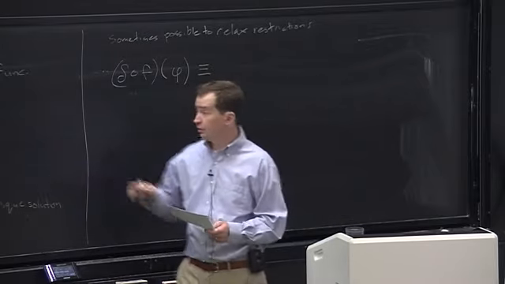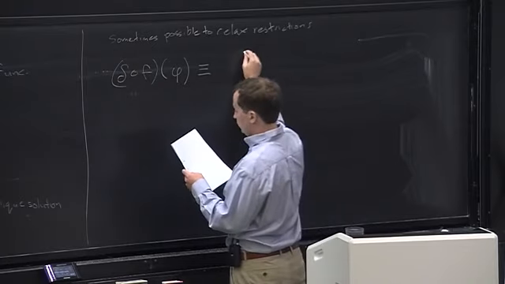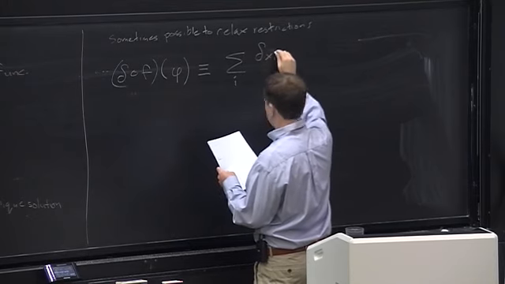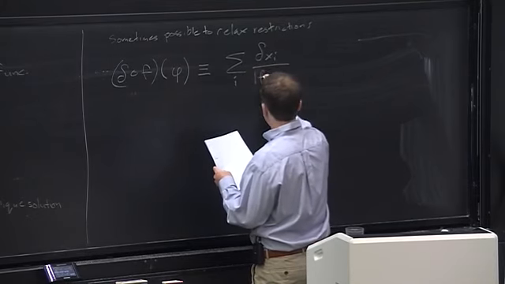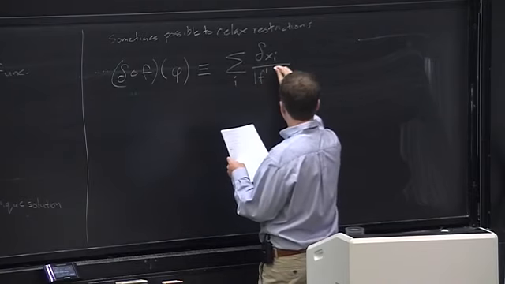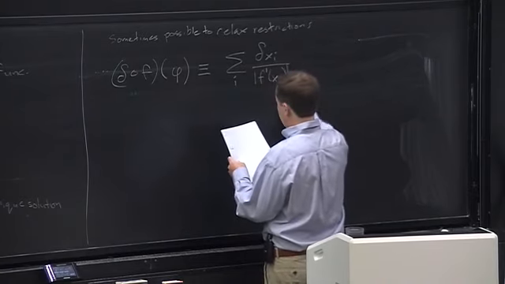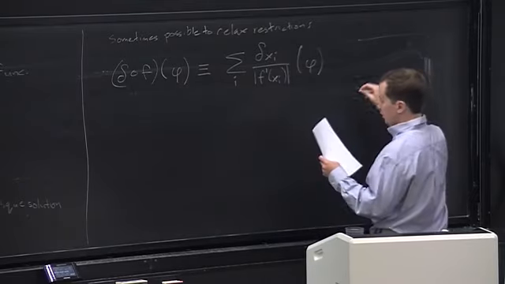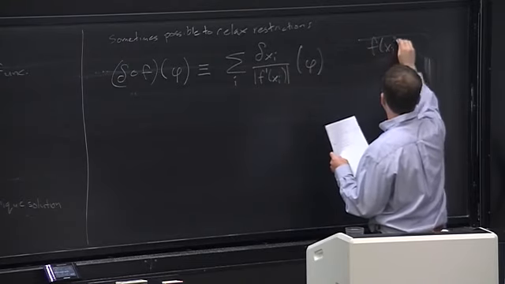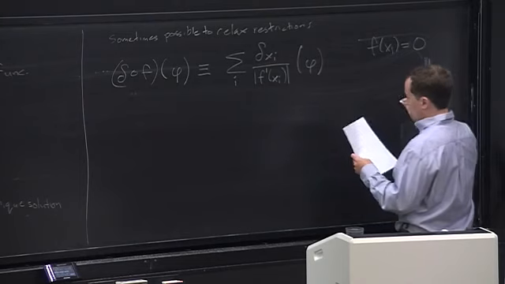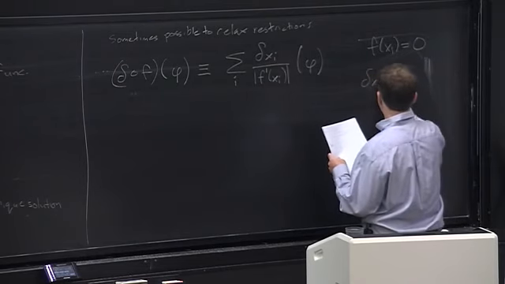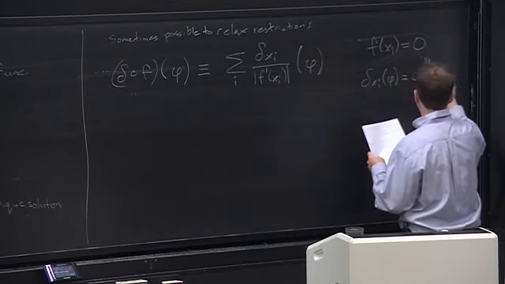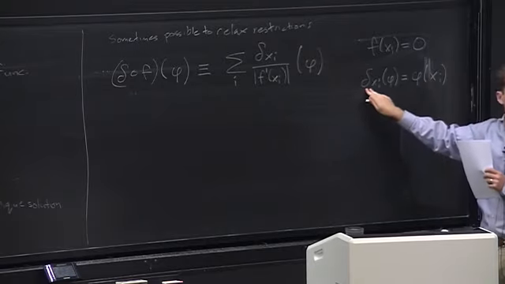So the formula will basically be the same as before. I'll write it in a slightly different fashion. Let's write it in terms of the derivatives of f instead of g. Let me explain my notation here. f of xi is 0, and delta of xi acting on a test function gives us the test function evaluated at that point. So this is a shifted delta.